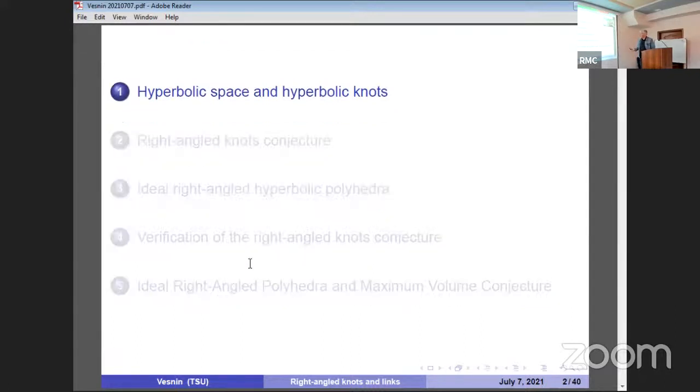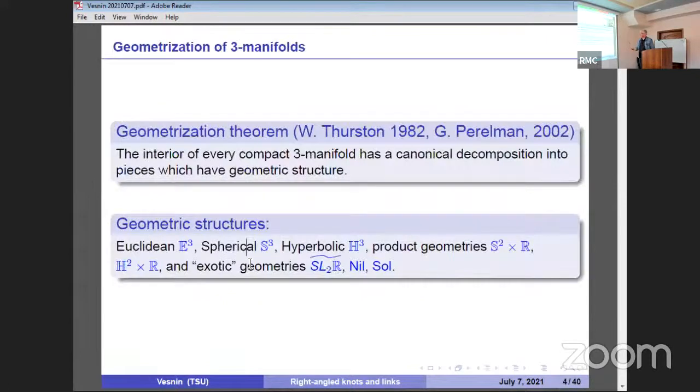Since our conference is not about hyperbolic geometry, I would like to review some very basic things. So, why do we consider hyperbolic geometry when we talk about three-dimensional manifolds? Firstly, because of the geometrization theorem. Firstly, it was the geometrization conjecture by Thurston and finally proved by Perelman. So the conjecture, now theorem, says that the interior of every compact three-dimensional manifold can be canonically decomposed into geometrical pieces.